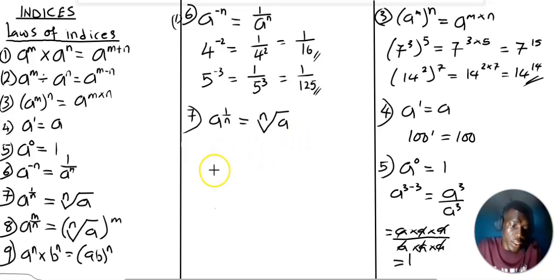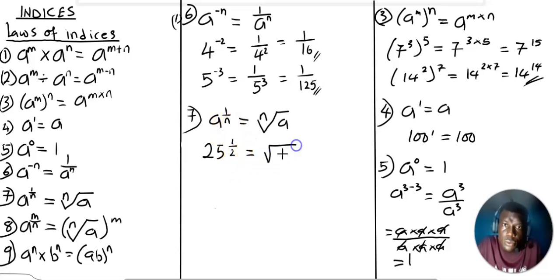Let's have an example under this. For example, you have to simplify 25 raised to the power 1 over 2. This is equal to the square root, since this is the nth root here, of 25. And the square root of 25 is 5. So this is our final answer.